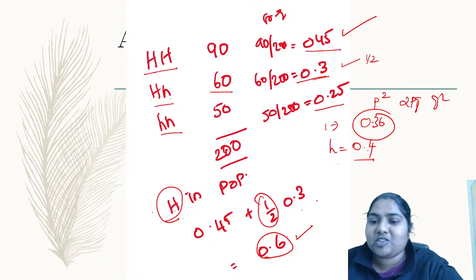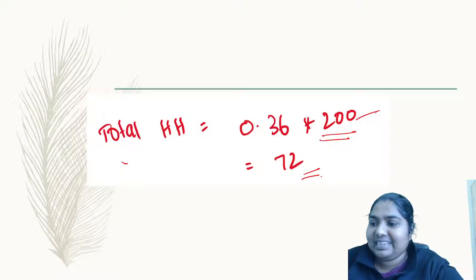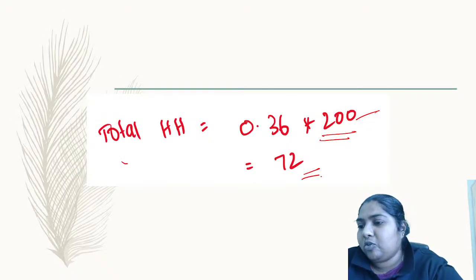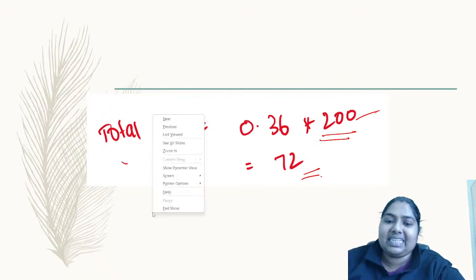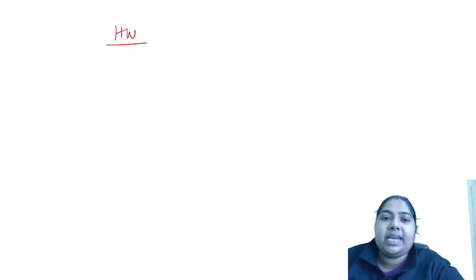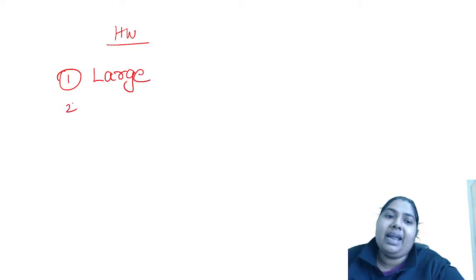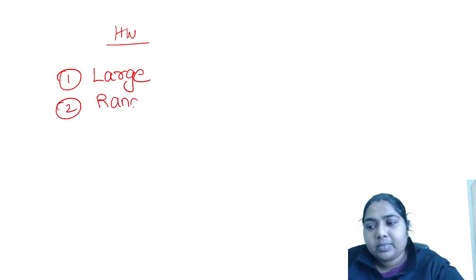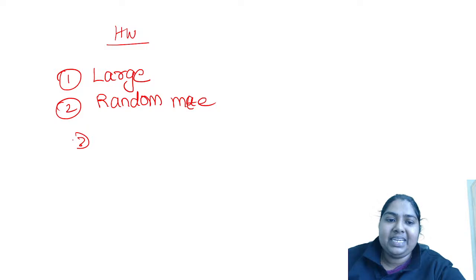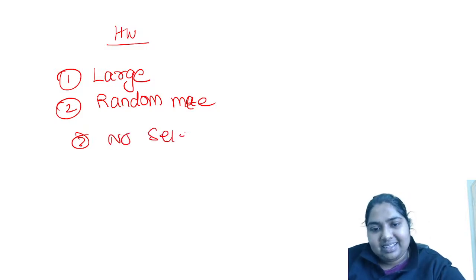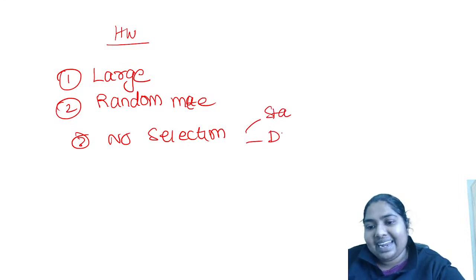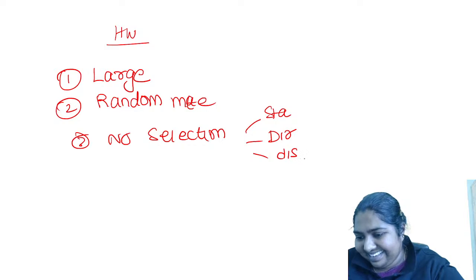Now, has everybody understood this question? Yes. Okay, is it easy, I guess? To recap, the key things you must know as far as Hardy-Weinberg equilibrium is concerned: number 1, the population size should be very, very large, and there should be only random mating. And there should be no selection. Under selection, we saw stabilizing selection, directional selection and disruptive selection.